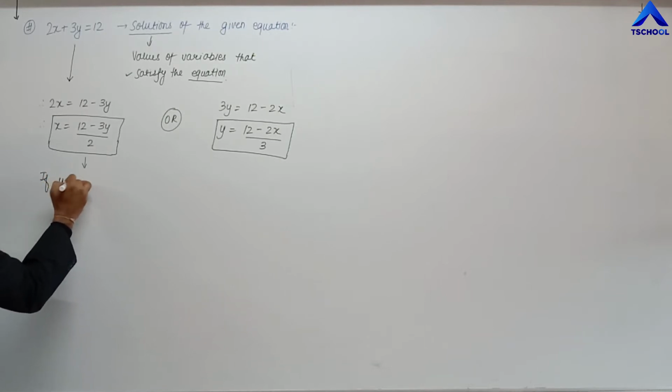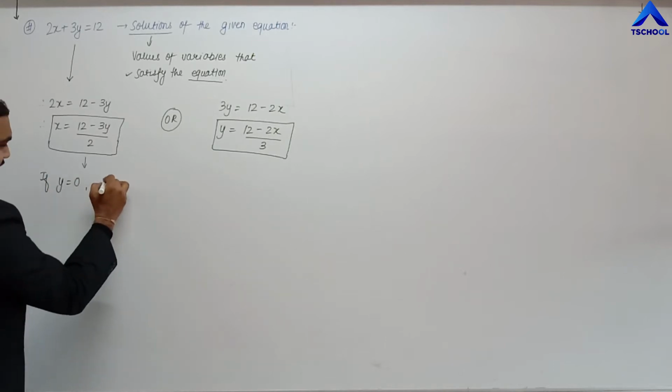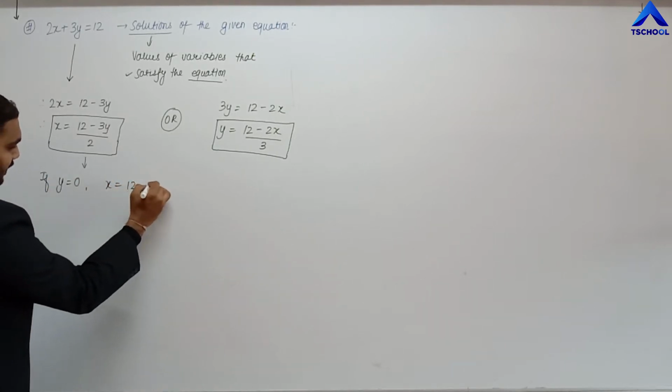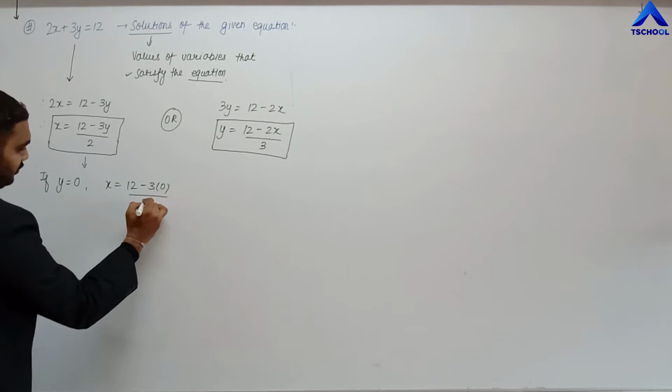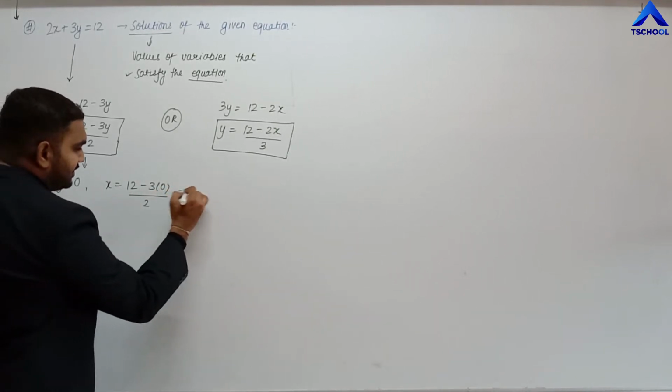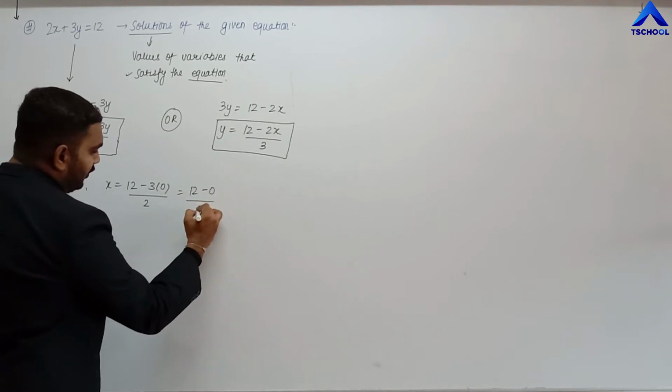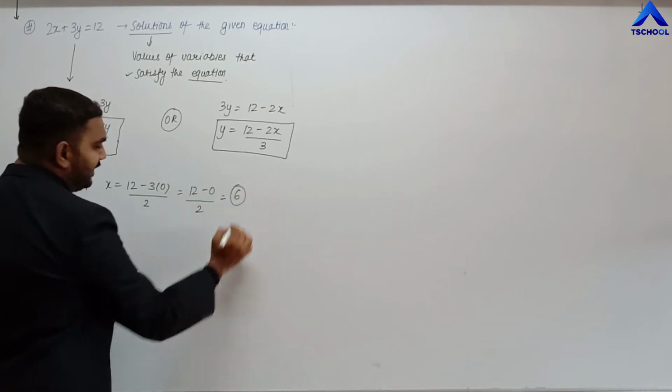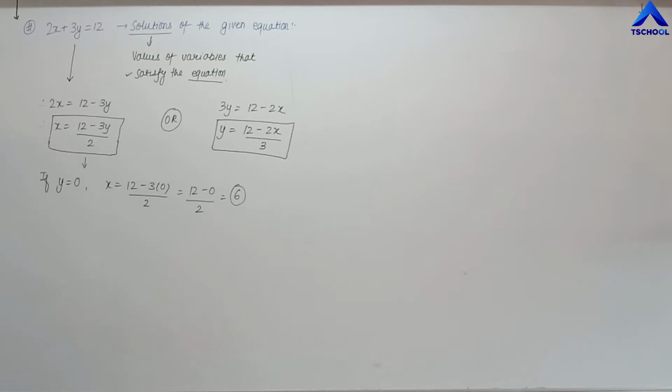I take y is equal to 0 first of all. So if I put y equals to 0 here, that will be x equals to (12 minus 3 into 0) upon 2. 3 into 0 is 0 and 12 minus 0 upon 2. 12 minus 0 is 12 and hence we get x is equal to 6. So for y equals to 0 we got x equals to 6.